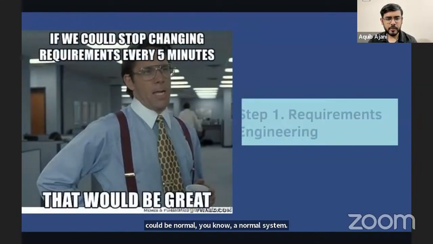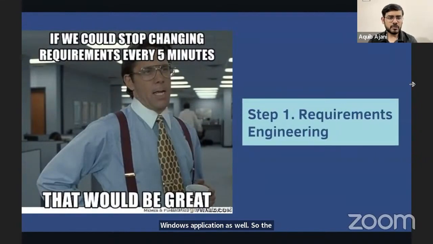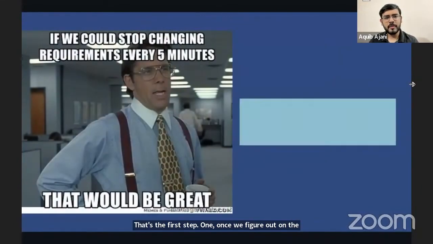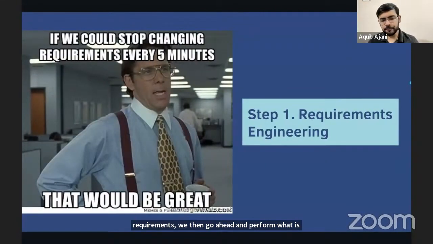So the first step in that process is called requirements engineering. This is where we obviously figure out what needs to be on the application, what is the requirement, right? What is needed or required in the application. That's the first step. Once we figure out all the requirements, we then go ahead and perform what is called requirements analysis, where we figure out how important a particular requirement is, how much priority we should give to that requirement. Then the third thing is how much time will it take, how much will it cost us, all of those things.